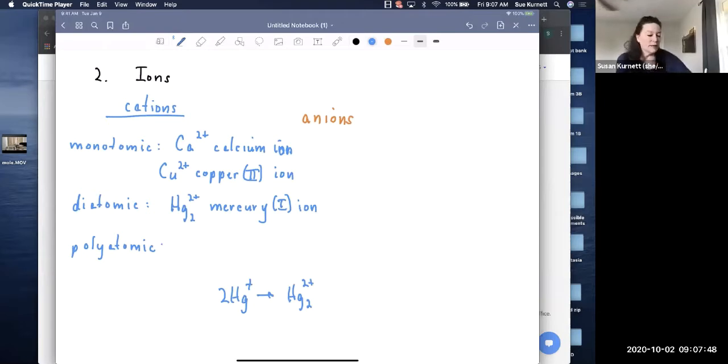And then the polyatomic ion is super important, and you need to know it. And you know it's 4 hydrogens with a +1 charge. That is ammonium ion.